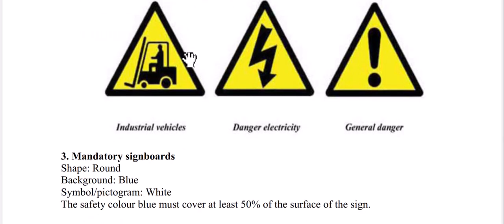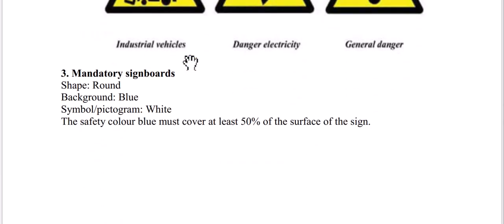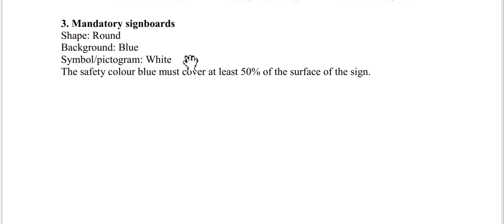So we move to another one, which is the mandatory signboards. What are the mandatory signboards? These are the signboards used to give you the mandatory information, the mandatory actions that you should do. It is giving you information on what you must do. It is not an option. It is a must. You must do something. So this is provided by the mandatory signs.